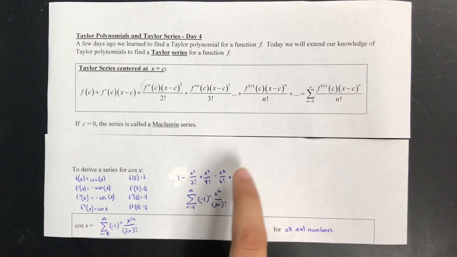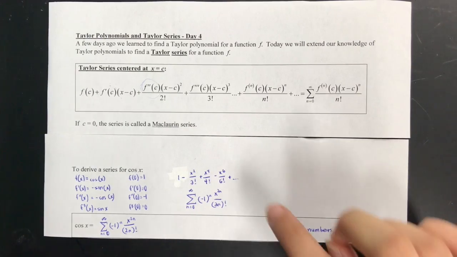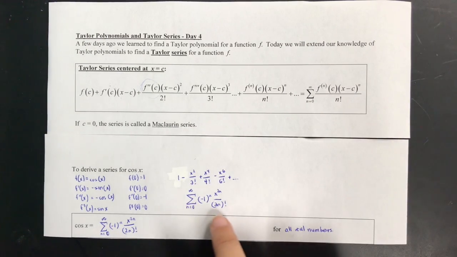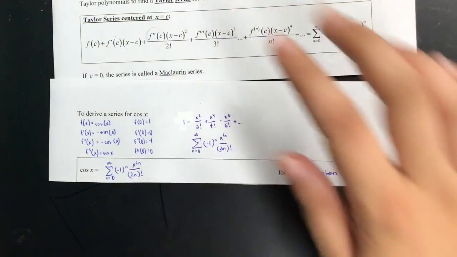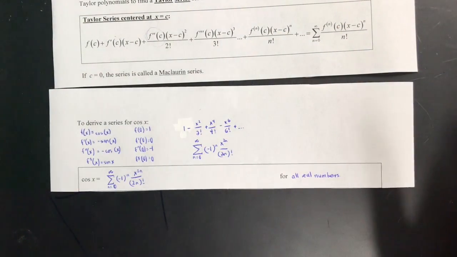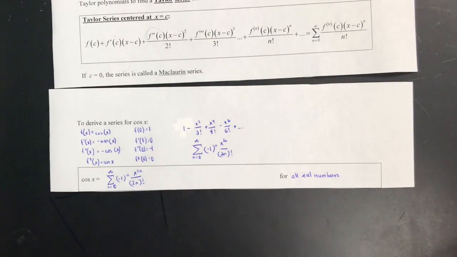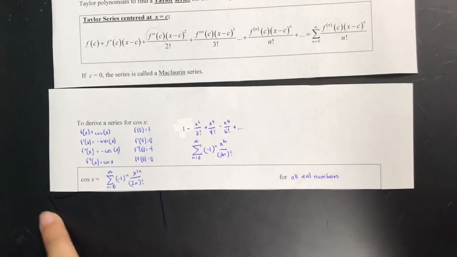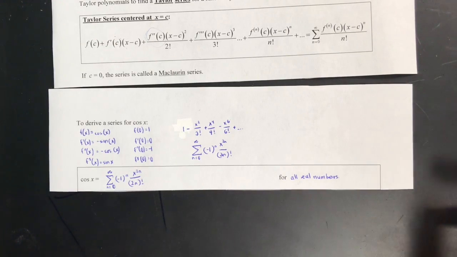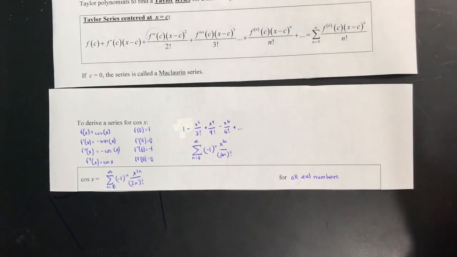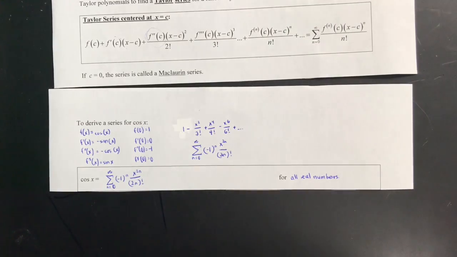these are the first 4 non-zero terms that we got. And then using this, we also found the general equation. And then again, it asked for what values of x is cosine x equal to the series we found. And so we found that it's at all real numbers, again, because of the interval and radius of convergence test.